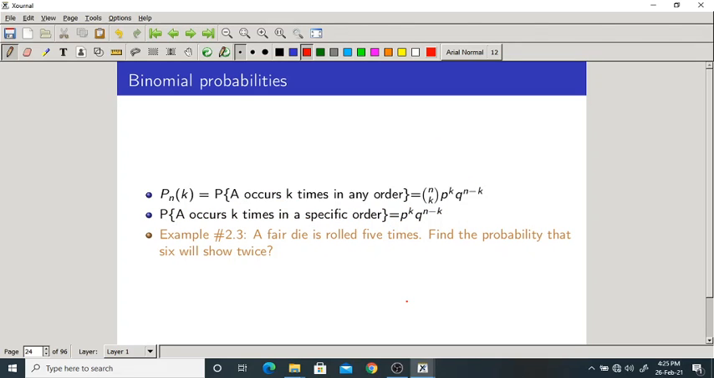Here, a fair die is rolled 5 times. Find the probability that 6 will occur twice. It is again repeated trials, which means a die is rolled 5 times, so n equals 5. What is the event of occurring? 6. How many times do you have to observe it? 2 times. What is the probability that 6 occurs 2 times? We are rolling the fair die 5 times.